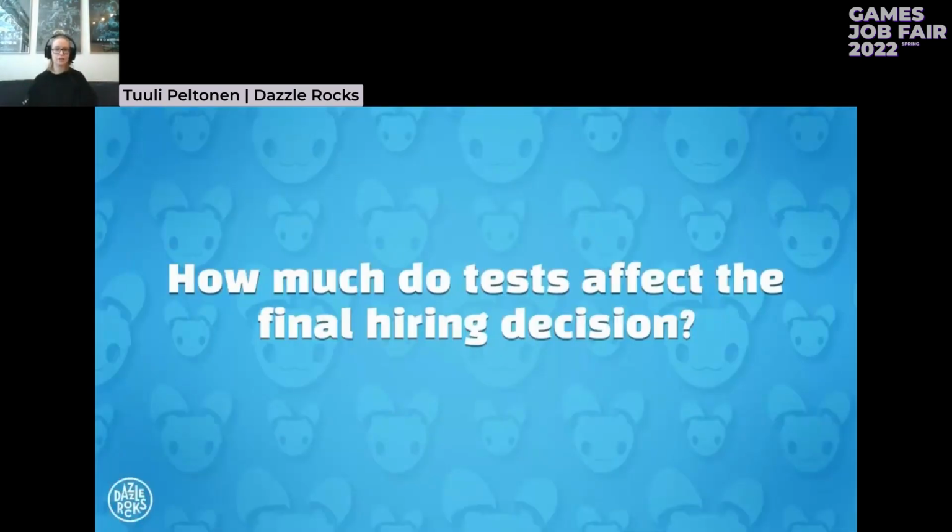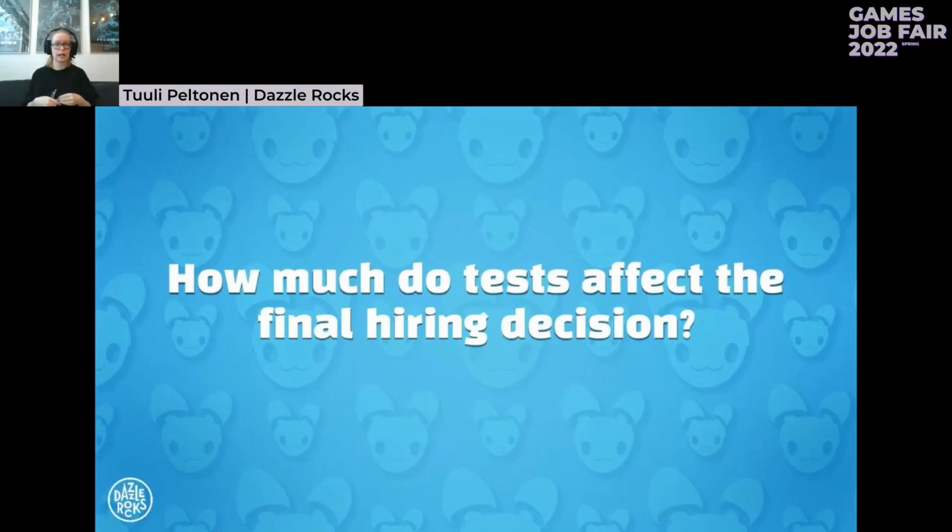And then, how much do test assignments actually affect the final hiring decision? They will never be the only thing that companies look at, unless it's a situation where they only ask a large group of people to do a test assignment at the start without seeing anyone's CVs or anything else. That's the only place where they might make decisions just based on the test assignment and only take the people who do the best to the next phase. But it's rarely the only thing that affects the decision.